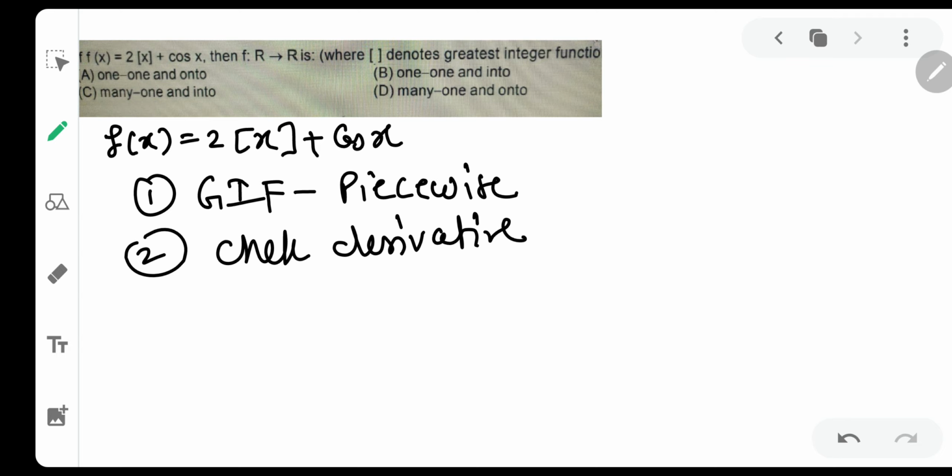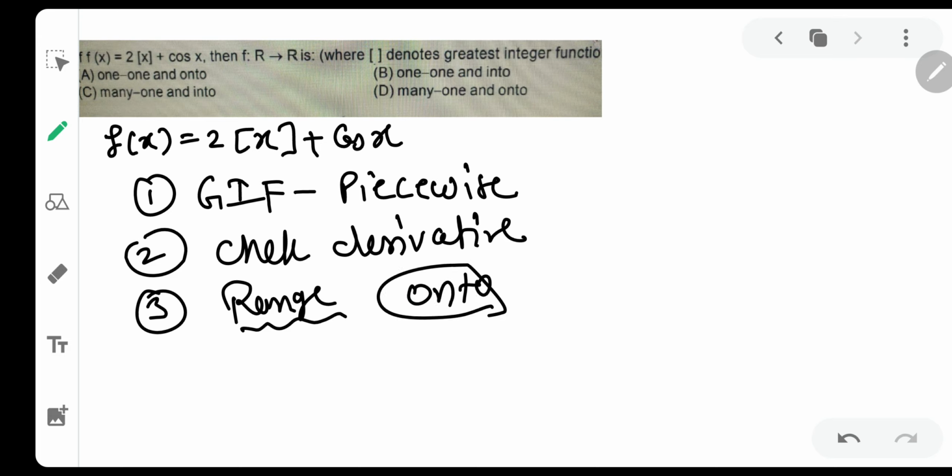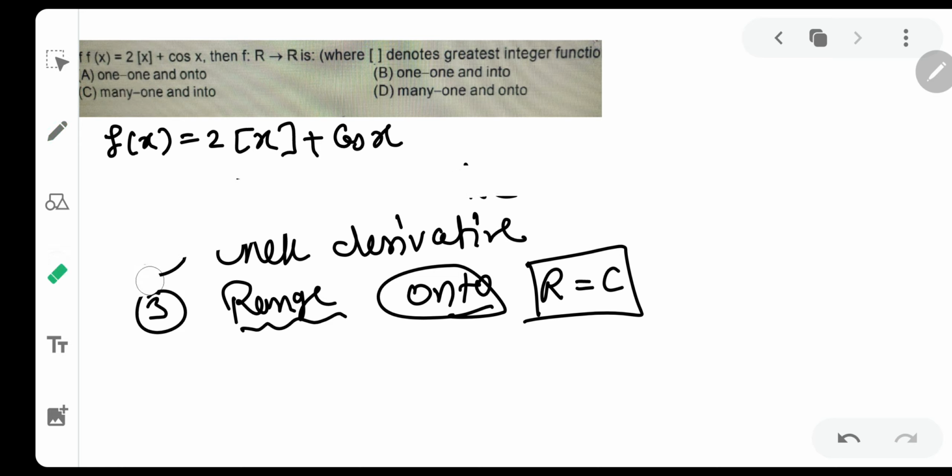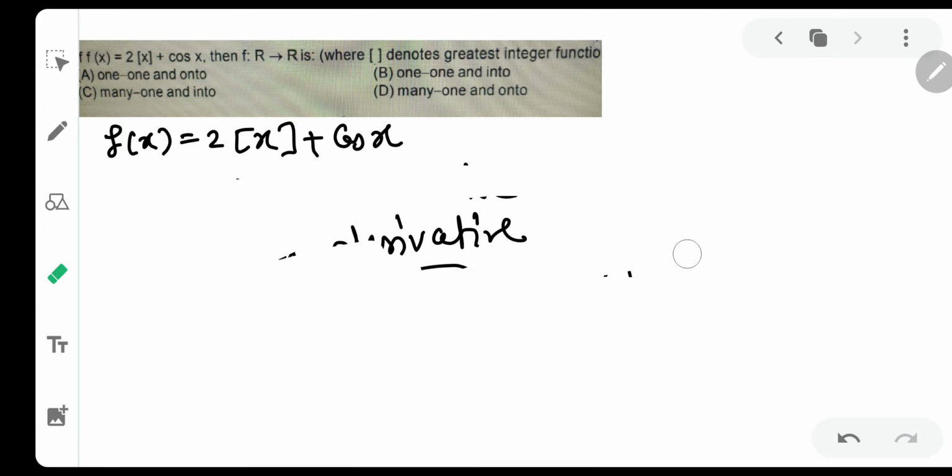Then the third thing which you need to know is to check the range. Check the range of the function. If the range of your function is equal to the codomain, then you can say that the function is onto. When you can say it is onto? When the range is equal to codomain. If the range is lesser than codomain, then the function is into. Very well. So you have understood these three important parts of this question. Now solving this question is a lot of fun. Let us see how it goes.